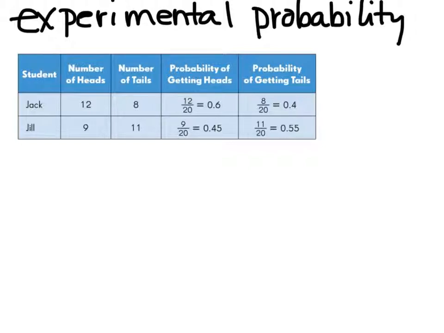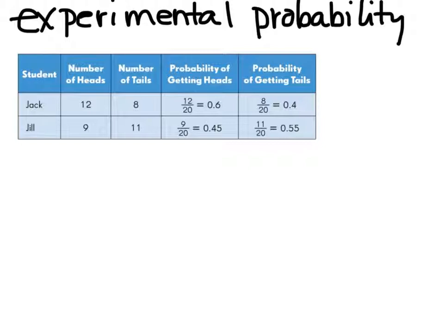In Jill's experiment, the probability of getting heads from the coin tosses was 0.45 because she got 9 heads out of the 20 tosses. The probability of Jack getting tails was 8 out of 20, or 0.4. And the probability of Jill getting tails was 11 out of 20, or 0.55. In both experiments, the probability of either heads or tails is still close to 1/2, or 0.5.